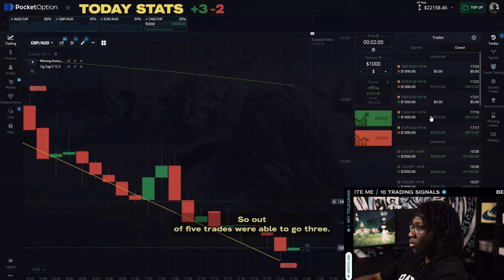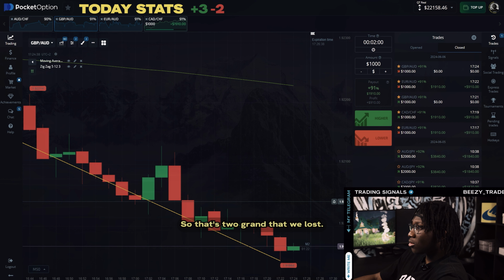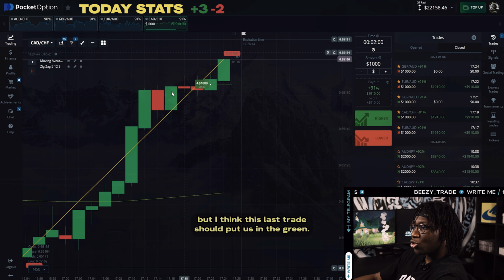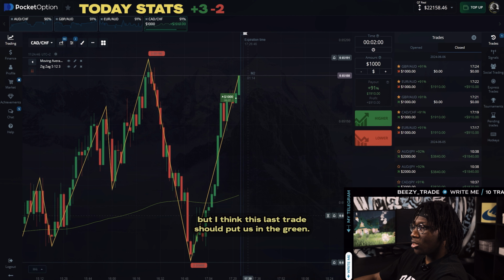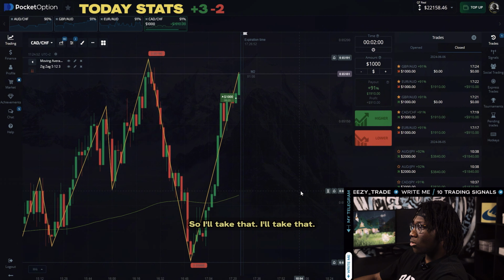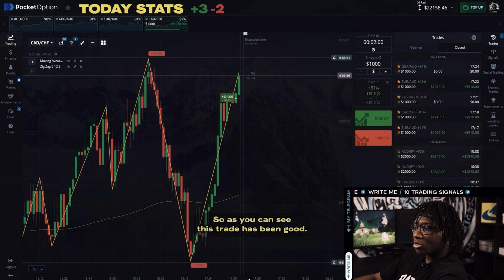So out of 5 trades, we're able to win 3, so that's 2 grand that we lost. So our profit is very, very minimal. But I think this last trade should put us in the green, not by a lot, but at least by, you know, more than 1,000. So I'll take that. As you can see, this trade has been good.